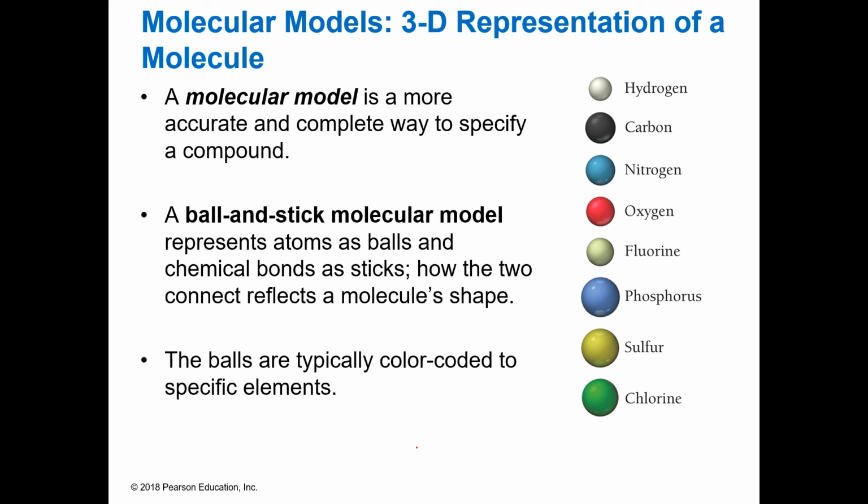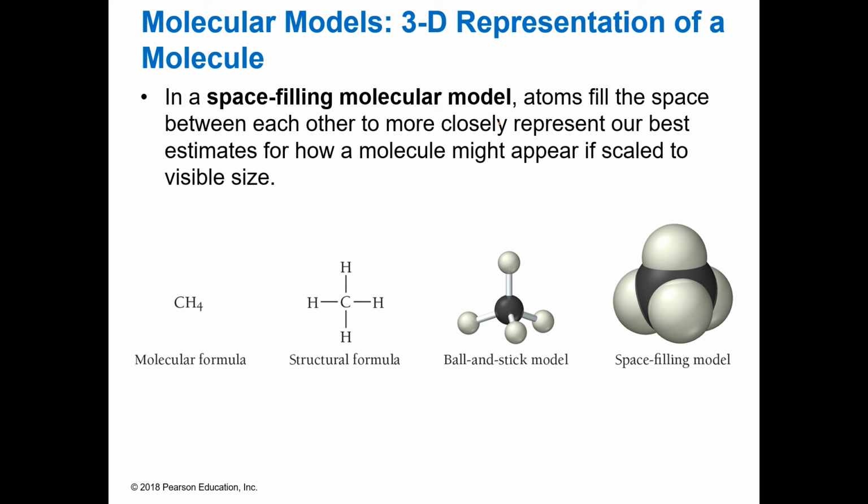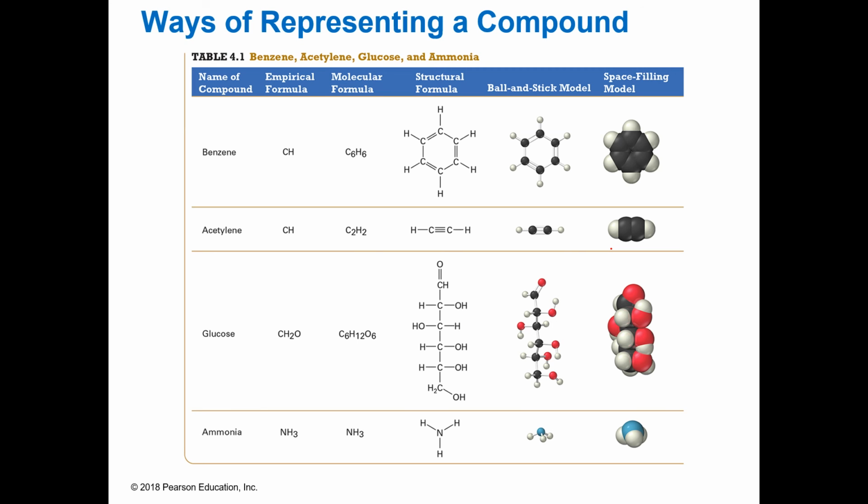Now, there are other ways to view our compounds, 3D representation. So we have the molecular model, the ball and stick molecular model. And if you look here, this is just color coding. I'm just going to give you an example. So this is methane, CH4. So here's the molecular formula. Here's the structural formula. This is the ball and stick model, so it actually shows a little more geometry. And then this is just showing what area of space that it's all coming together. Here's just a couple more of those examples taken from the table in your book.